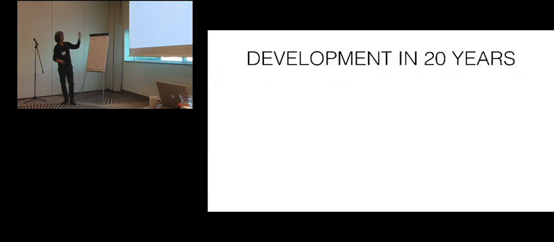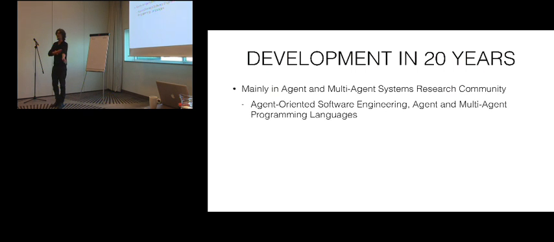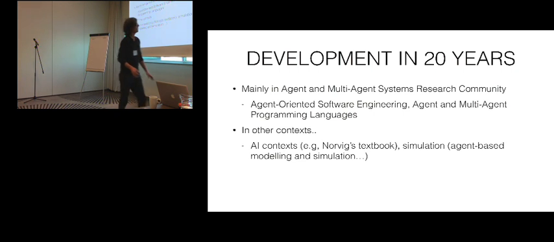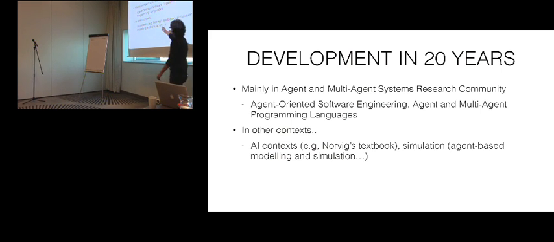So Shoham was around 1990, something like that. In 20 years, what happened? Well, the idea was developed mainly in the context of the agent and multi-agent systems research community. And over there, it came to include agent-oriented software engineering, agent-oriented programming languages, and so on. And by the way, I'm not one of the main leaders of this, but the other speakers here are the main ones, the people who made this kind of history. But the term agents appeared in many contexts, for instance the AI context.